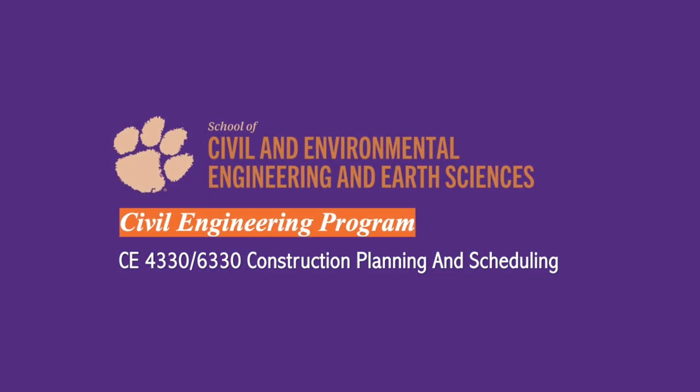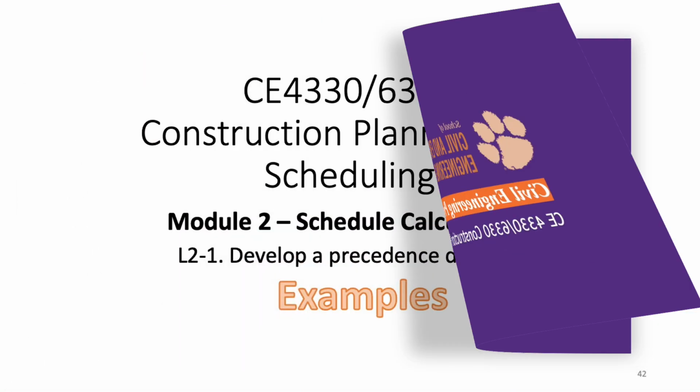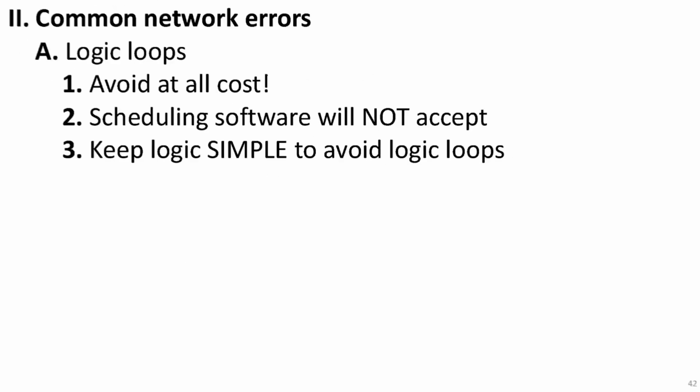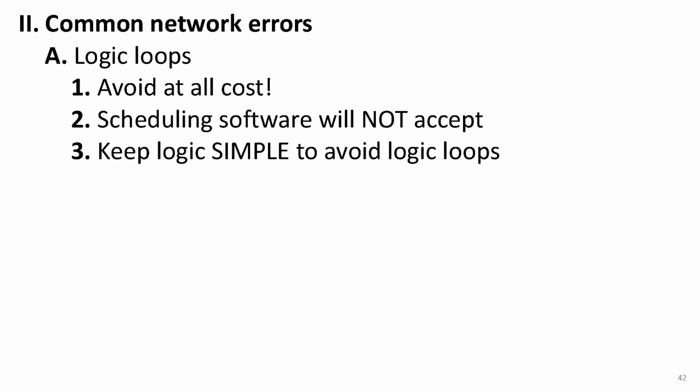Hey everyone, welcome back. In this video, we'll go over a few examples on how to develop a precedence diagram for construction projects. First, let's review some common mistakes made by students and young engineers when developing a precedence network. One of the most common errors is a logic loop. You must avoid logic loops because they prevent you from calculating activity durations, and scheduling software will not accept them.